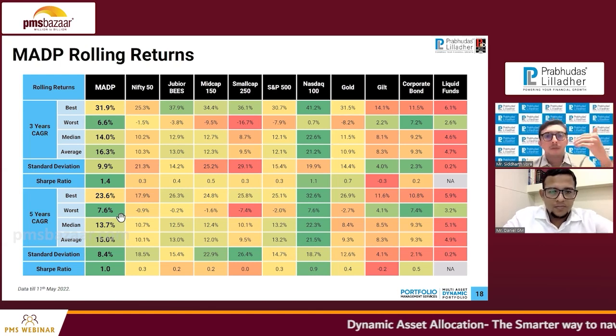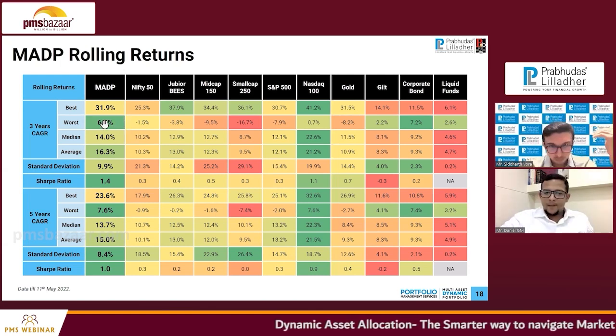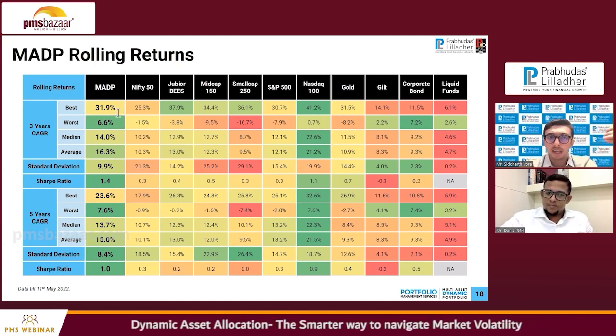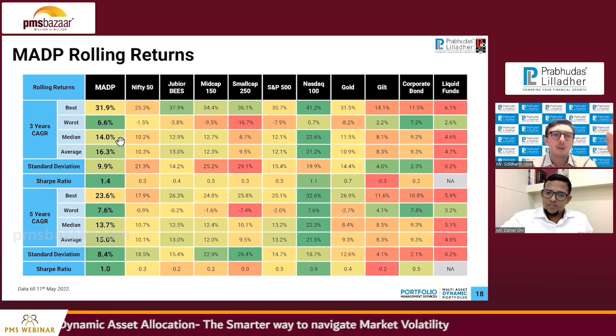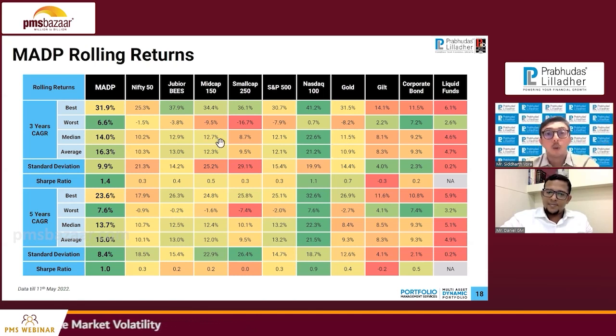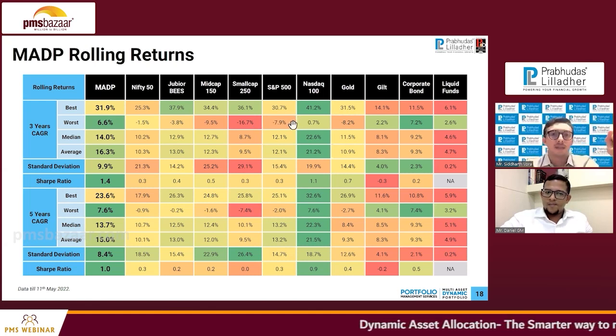Now, if we look at a shorter cycle, which is 3 years, the worst has been 6.6% CAGR, best has been 31.9% CAGR, median and average is in the 14 to 16% range. But again, I focus my conclusion on the worst returns. Because when we are delivering, say, 6.6 as our lowest return, what have the other asset classes delivered? So gold is negative 8.2, Nifty is negative 1.5, junior base is negative 3.8, mid cap is negative 9.5, small cap is negative 16% on a 3-year CAGR basis. And S&P 500 is also negative 7.9.